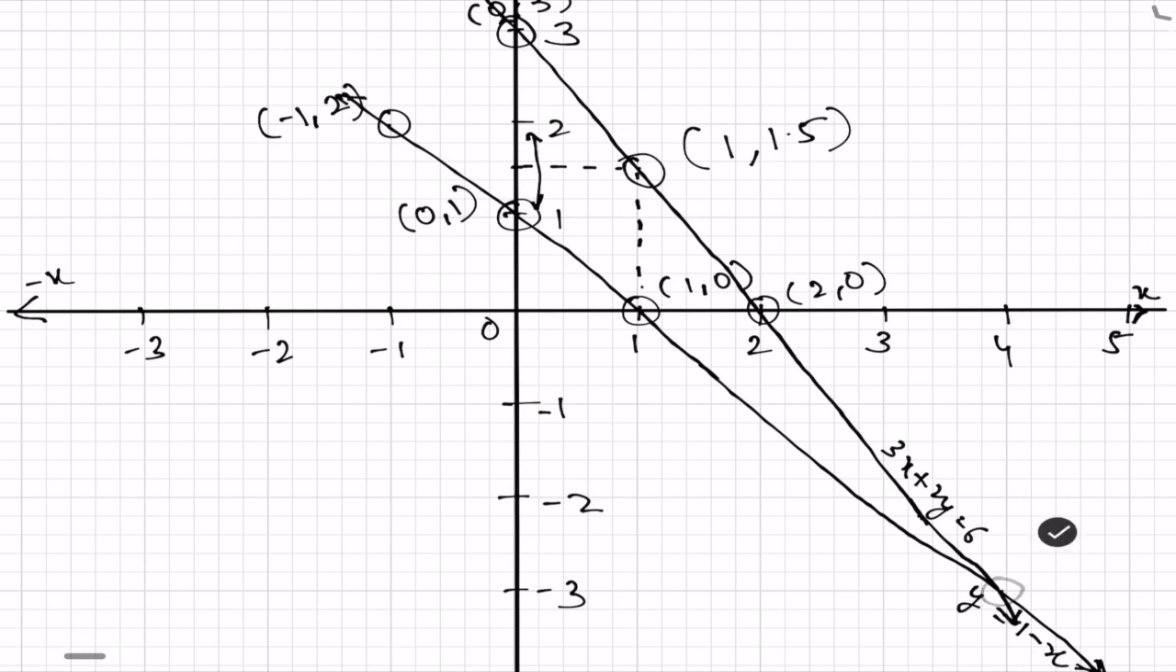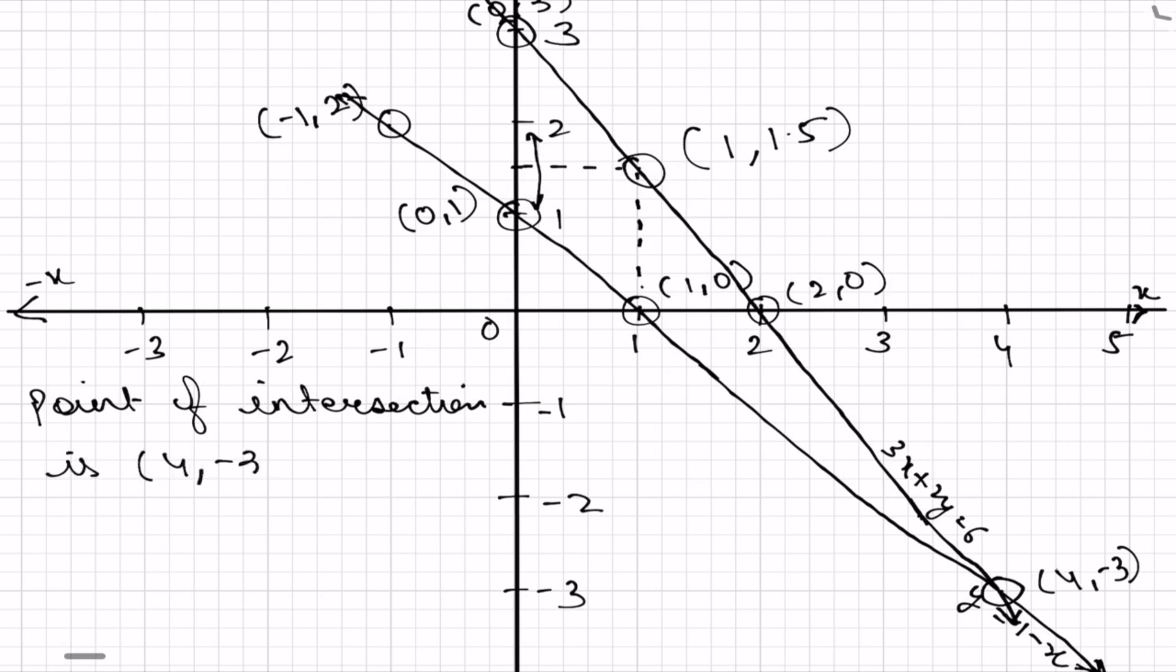Now we can see both the lines intersect at this point. So this point is 4, minus 3. This is the solution of these two equations. So here we write down separately the point of intersection. Point of intersection is 4, minus 3. Whether the question asks for the point of intersection or not, you have to mention the point of intersection always, because 1 mark is for your point of intersection of both the lines.